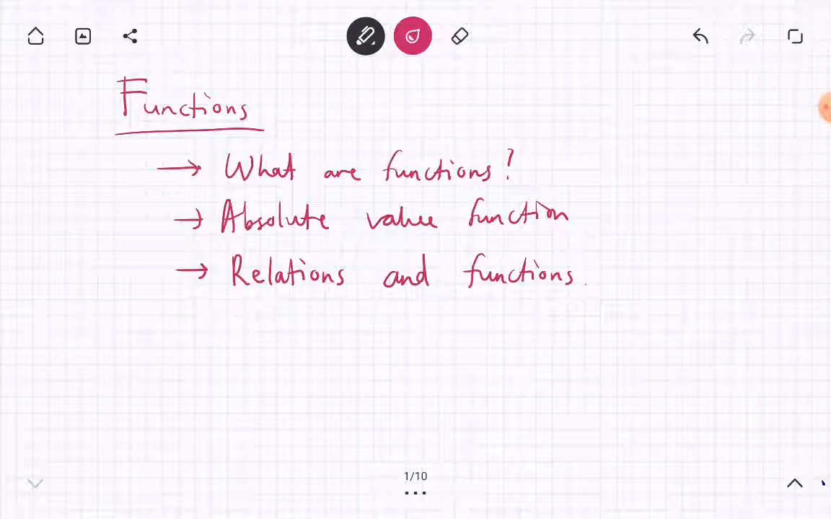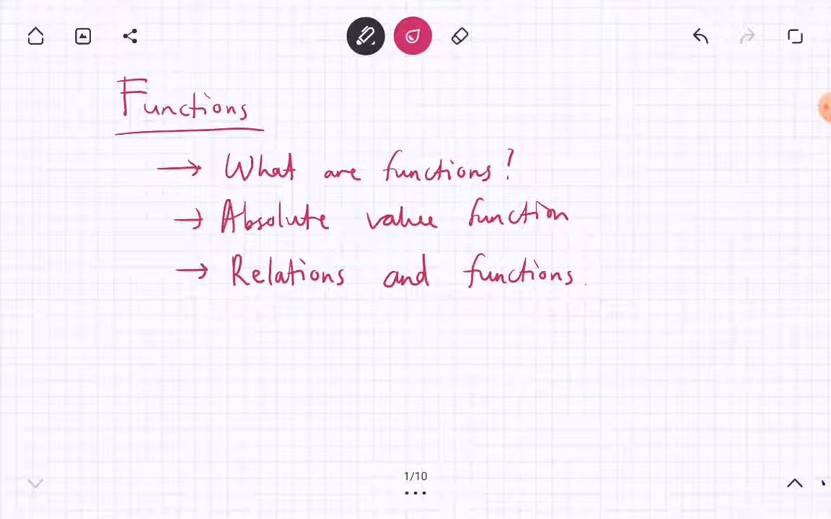Today we're going to talk about chapter 1 of Form 4, which is functions. Just a disclaimer, we're going to use the KSSM syllabus, the new one, because it has more information than the KBSM syllabus. I'll talk about this in more detail in a separate video, when I talk about my website and the YouTube channel as well. So, we're going to do three things today. We're going to talk about what functions are, what the absolute value function is, and relations and functions.